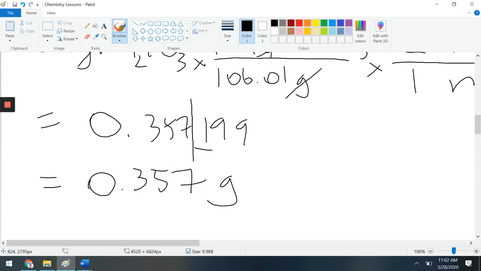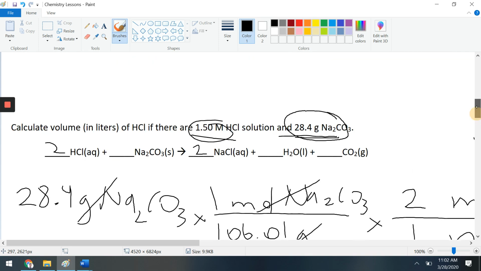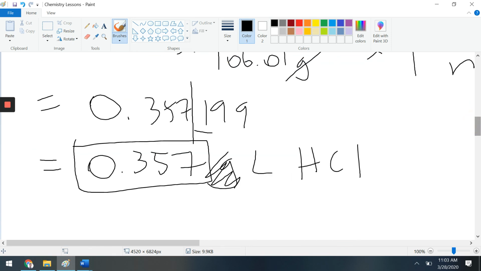So your answer at the end should be 0.357 grams. Excuse me, not grams. Should be liters of HCl at the end. There we go. So let's look at the question again. It says calculate the volume. So how many liters of HCl if you mix or react 1.50 molar of hydrochloric acid with the 28.4 grams of sodium carbonate. So it looks like the volume should be 0.357 liters of HCl.